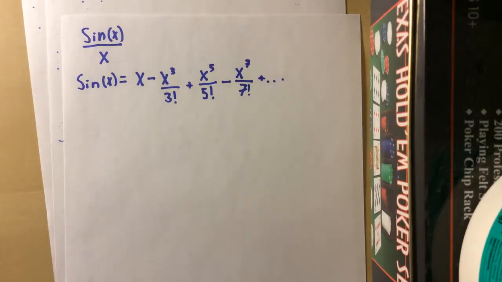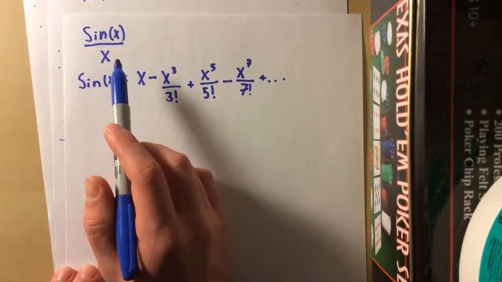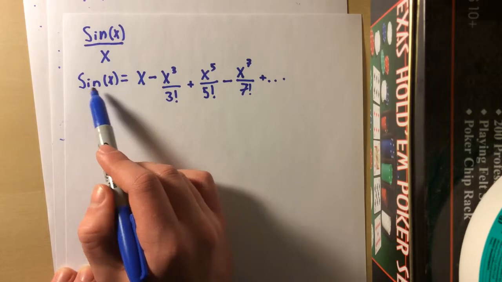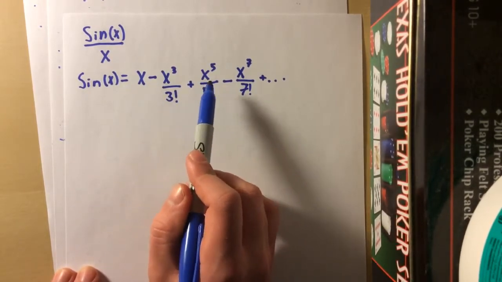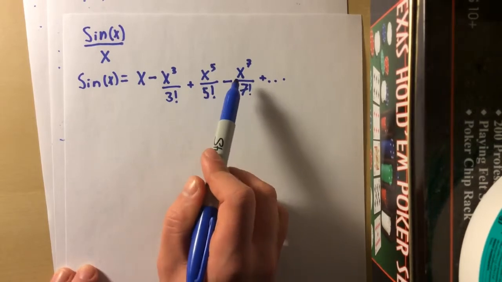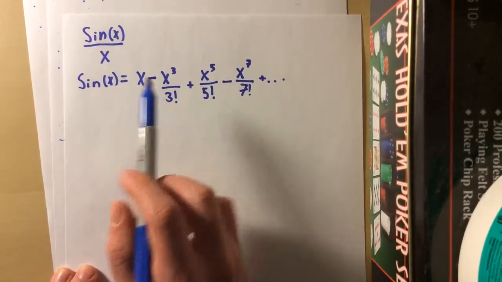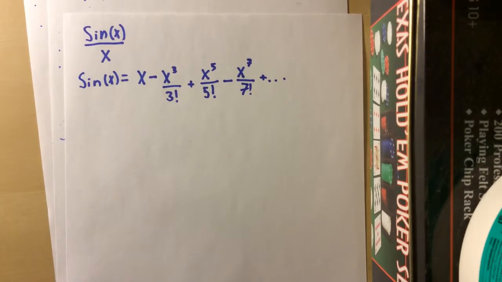So let's look at one more function that we want to rewrite as a series, and that's sine of x over x. And we can rewrite sine of x as its Taylor series: x minus x cubed over 3 factorial plus x fifth over 5 factorial minus x to the 7th over 7 factorial. It's just the alternating odd powers divided by the odd factorial.